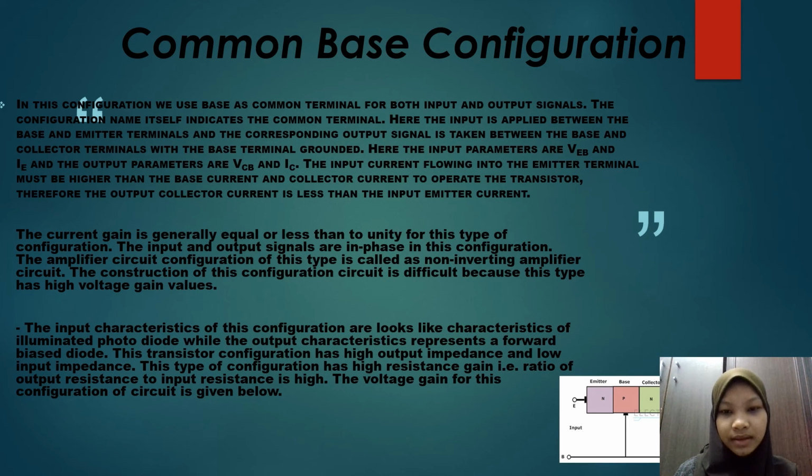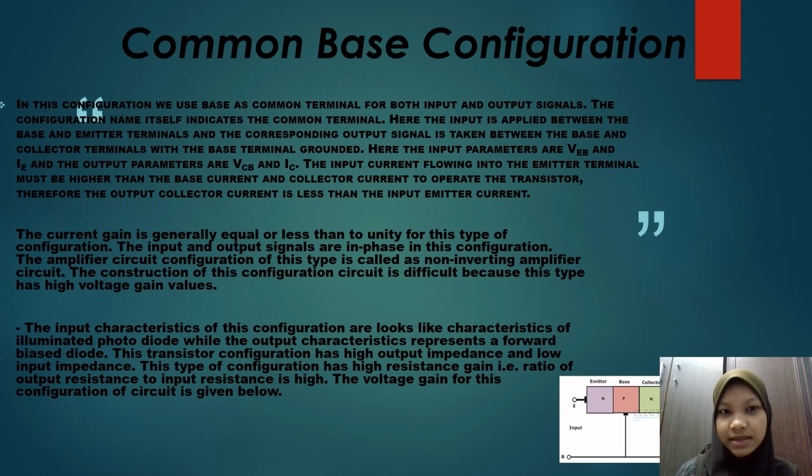input impedance. This type of configuration has high resistance gain. Ratio of output resistance to input resistance is high. The voltage gain for this configuration of circuit is given below.